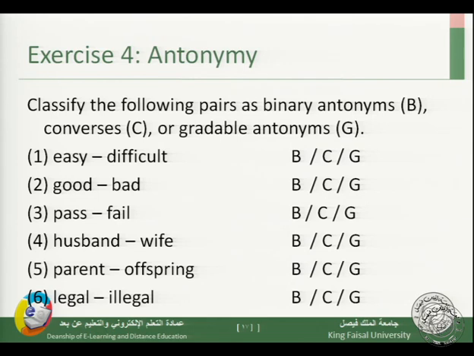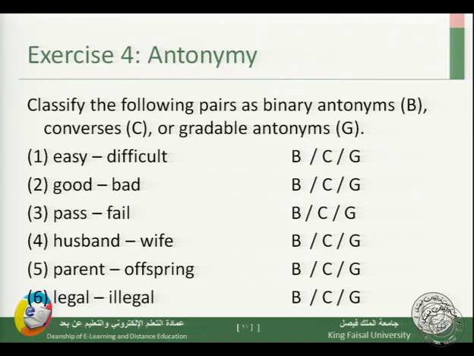Number 4, husband and wife. So are these binary or are they gradable? Okay, can you use very with them? Or are they converses? If we say that Ahmed is the husband of Sarah, okay, does this mean that Sarah is the wife of Ahmed? Yes. All right. So these are converses. The relationship works both ways, in both directions.